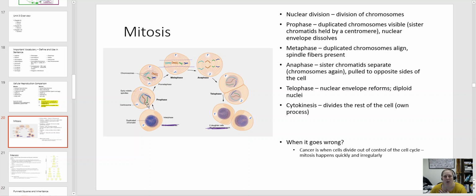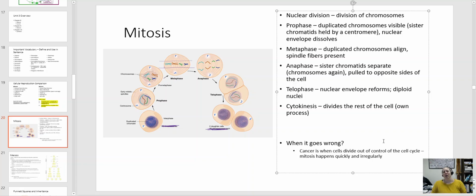If something goes wrong, if the cell starts dividing out of control, if we have abnormal nuclei, if our cells are not following the appropriate checkpoints, that is when we get cancer. Mitosis happens quickly and irregularly, and that is what we call cancer. Once it can invade those other cells, that's when it's cancer with the big C.